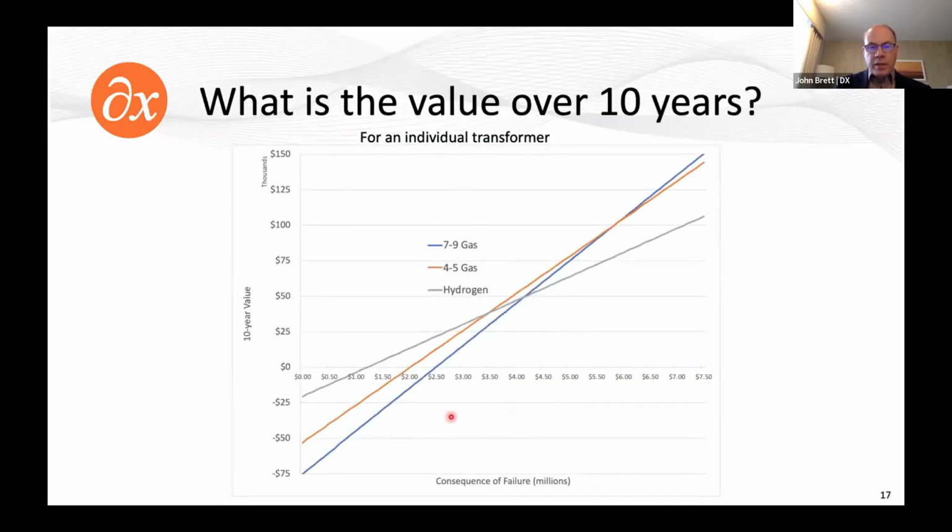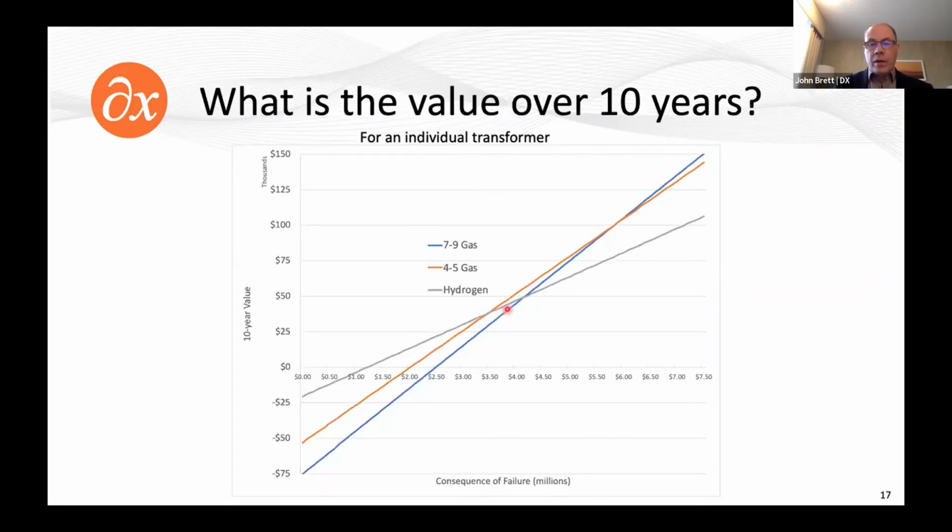What I have been identifying in those cases is the break-even point here along the x-axis. Now, this is the consequence of failure rising over time, or just rising. So in millions, here's 2.5 million. This is where you break even on a 7 to 9 gas monitor, 2 million for a 4 to 5 gas monitor, and 1.25 million on the hydrogen monitor. But what you want to see is, where does it make more sense now? The hydrogen monitor provides a lot of value here, right up until you get to about $3.5 million, and then it might start to make sense to deploy a 4 to 5 gas monitor.